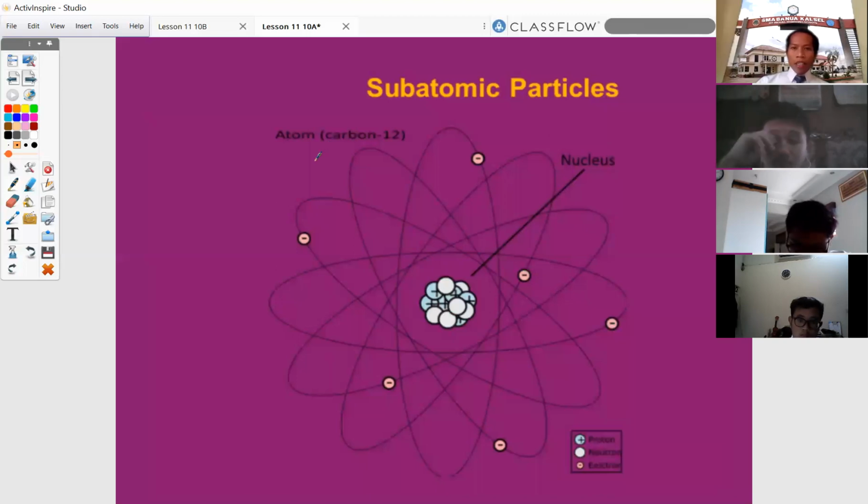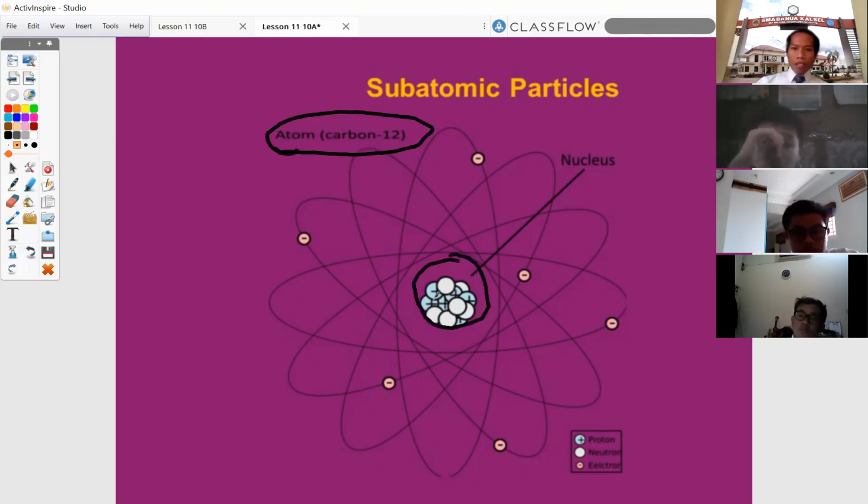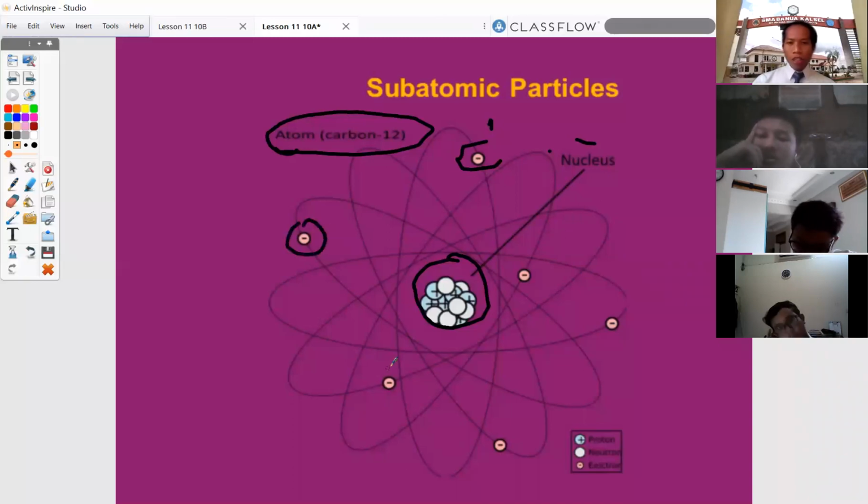This is another example of subatomic particles. It is for the carbon atom, carbon 12 atom. It has protons and neutrons here. As you can see, the proton is the positive one, and the neutron is the white one without charge. It is zero charge, neutral. It is in the nucleus, as you can see here. And we have the electrons rotating around the nucleus. This is also electron, this is also electron. The electron is negatively charged.